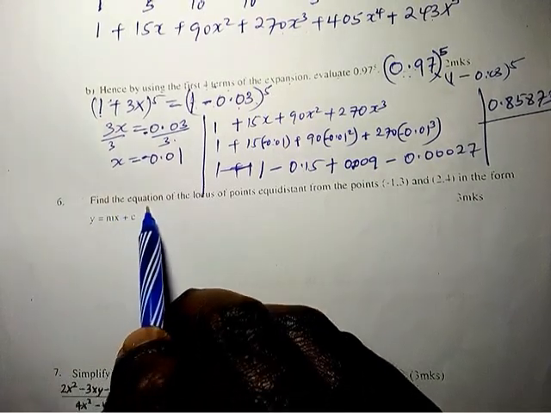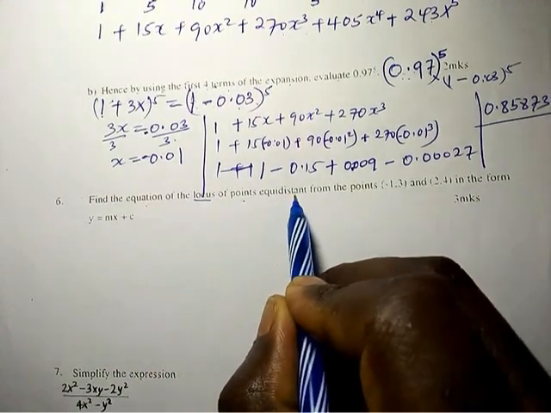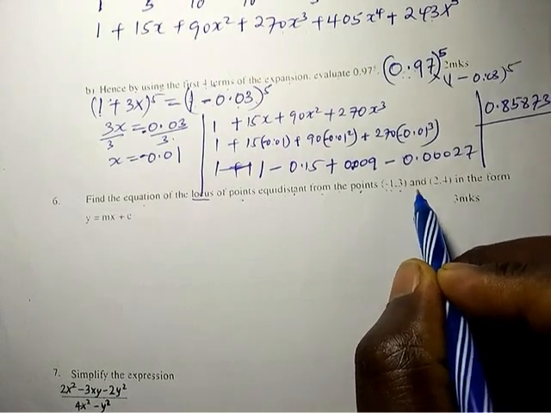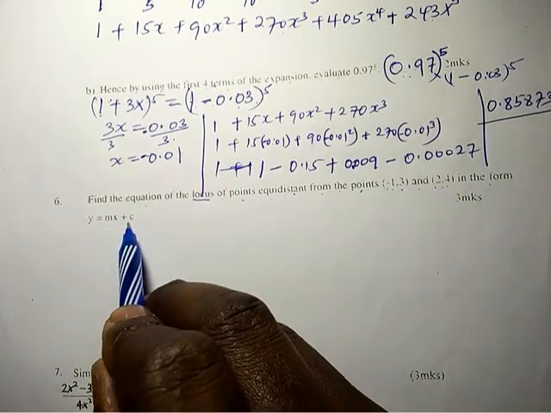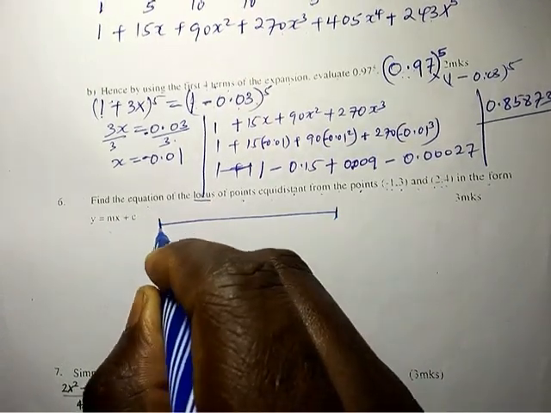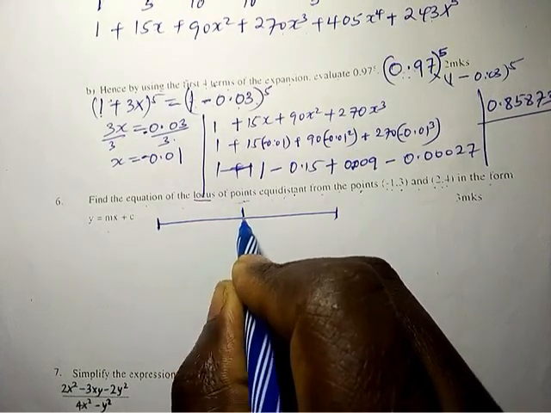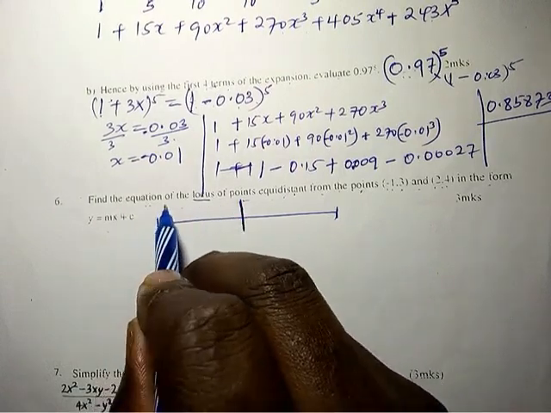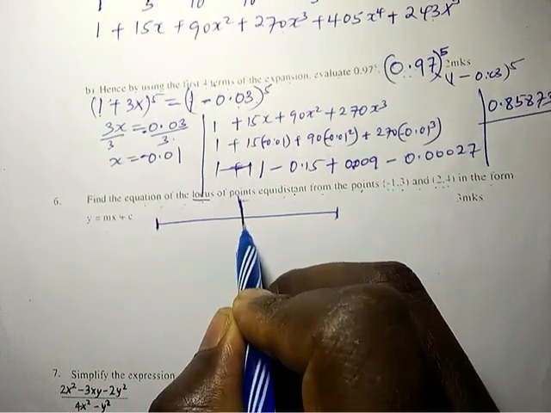Find the equation of the locus of points equidistant from the points -1, 3 and 2, 4 in the form of y is equal to mx plus c. So a point equidistant, this will be 2 points. So the locus of the equidistant is the midpoint. This is the equation we are looking for of this line. Find the equation of a locus. A locus of a point equidistant is the perpendicular line actually of that line.